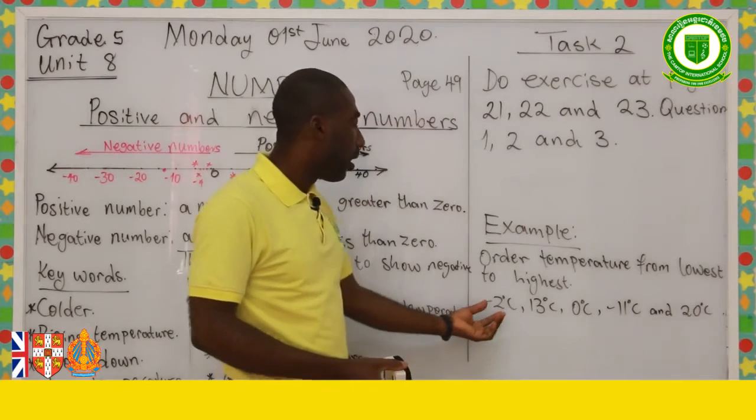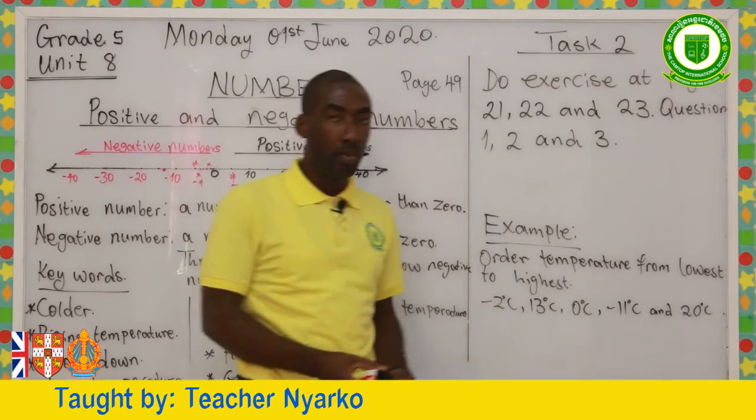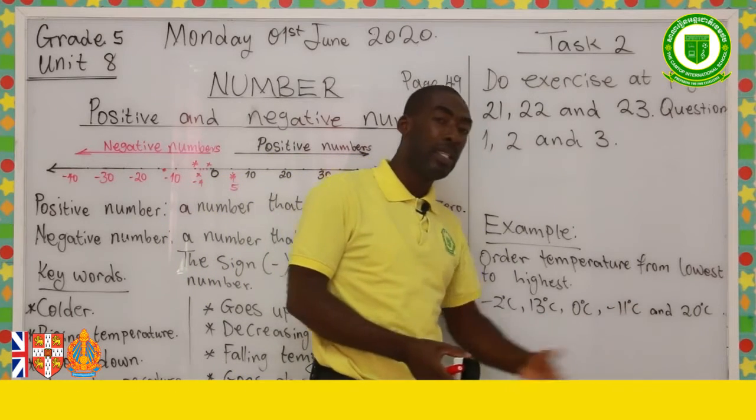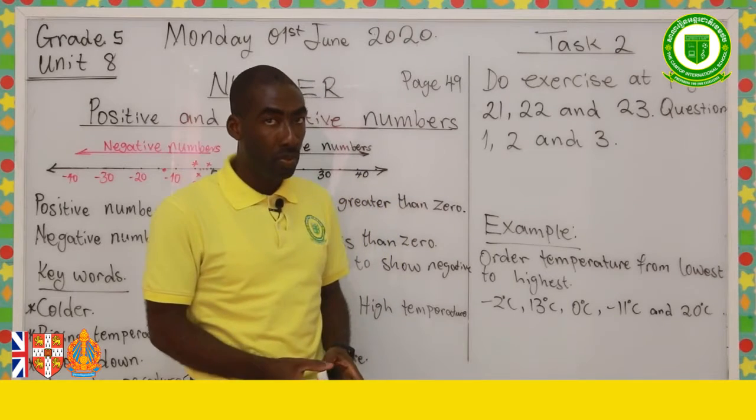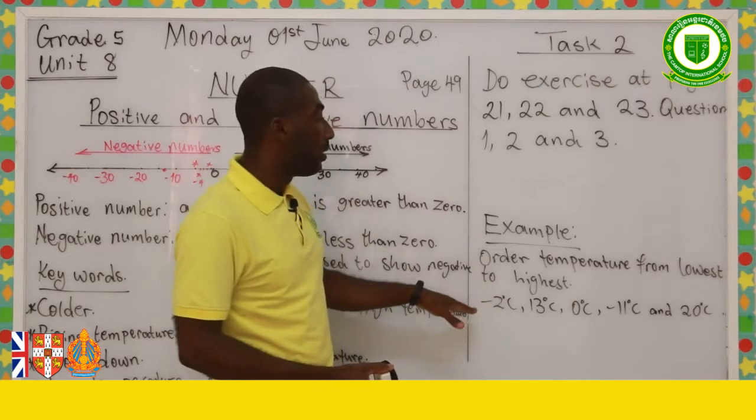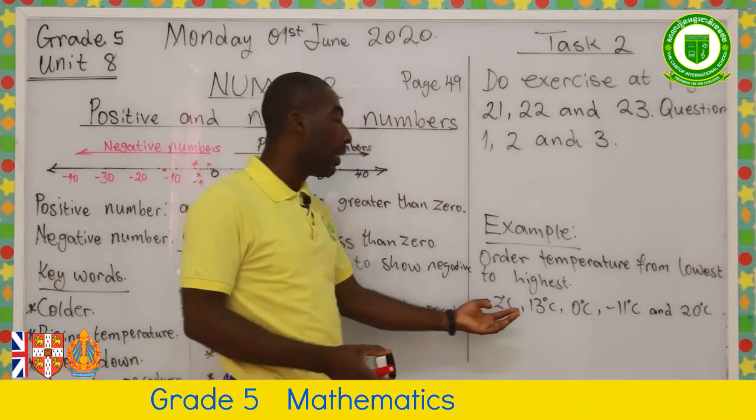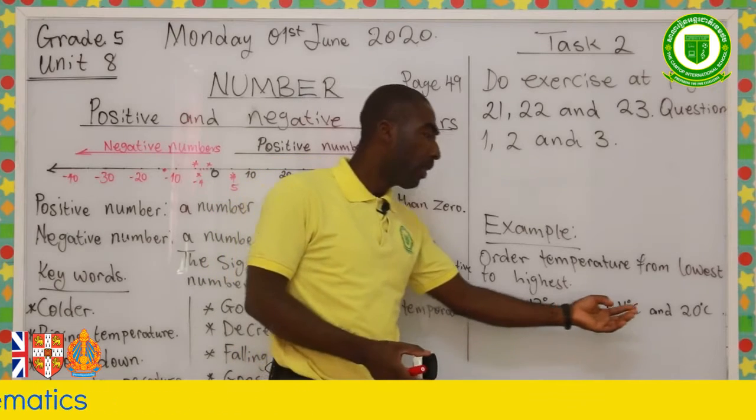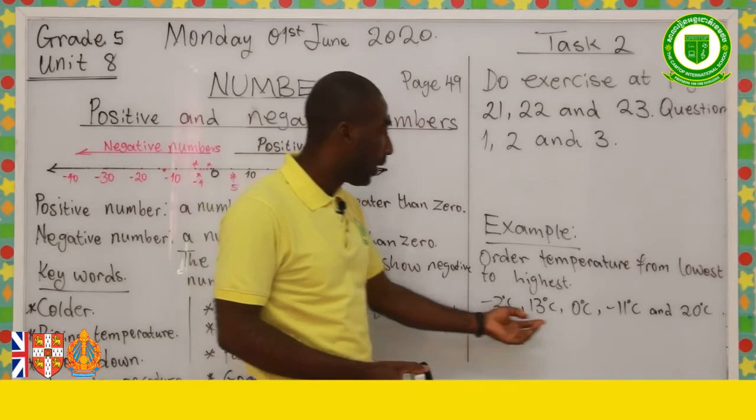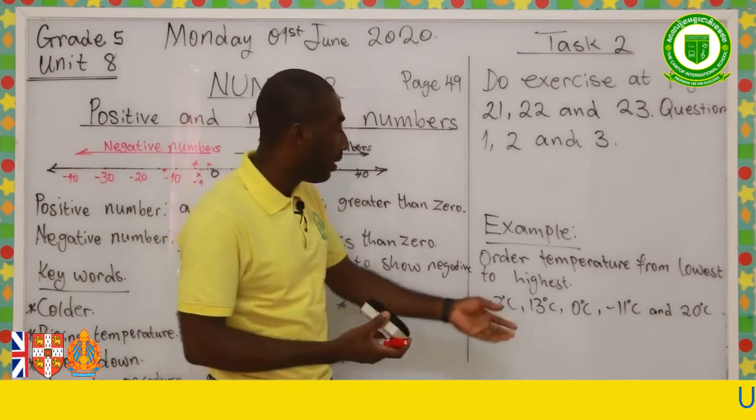All temperatures that carry negative signs are low temperatures, and all temperatures that do not have a negative sign are high temperatures. That's the first thing that you have to note. Once we are arranging from lowest to highest, we first deal with the temperatures that carry negative signs. Over here we realize that -2 and -11 are the two numbers carrying negative signs.